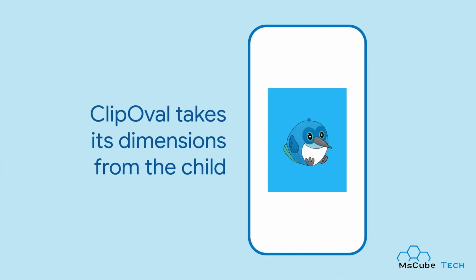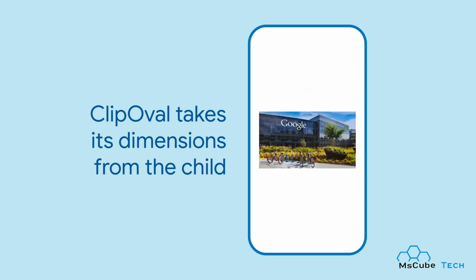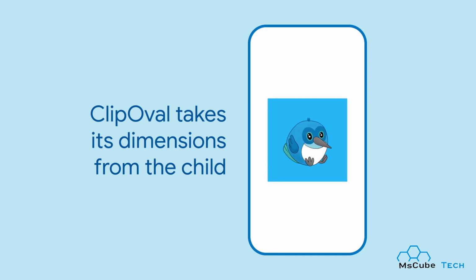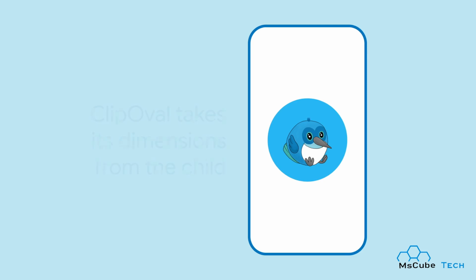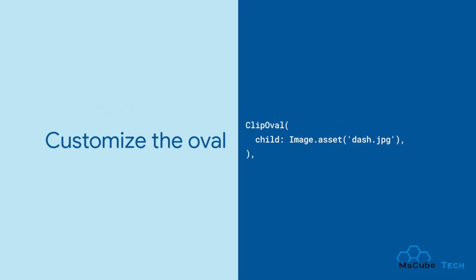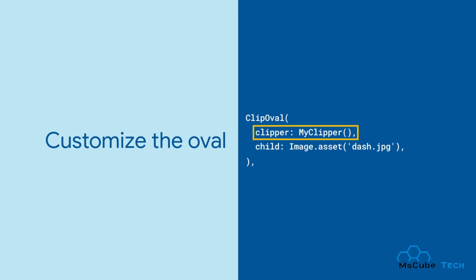By default, ClipOval will take on the child's size, so this tall picture will be clipped by a tall oval. If the picture was wide, the resulting oval would also be wide. When the child is a square, then the oval will become a circle, because an oval that has the same width and height is a circle. But you don't need to fiddle with the size of the child in order to change the shape of the oval. Just add a custom clipper, and now you can customize the size to your heart's desire.